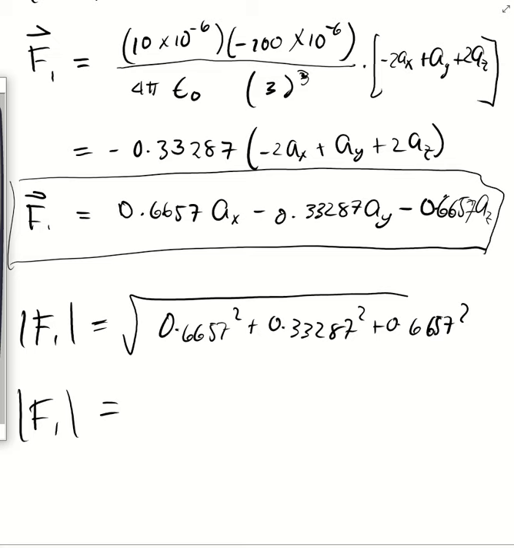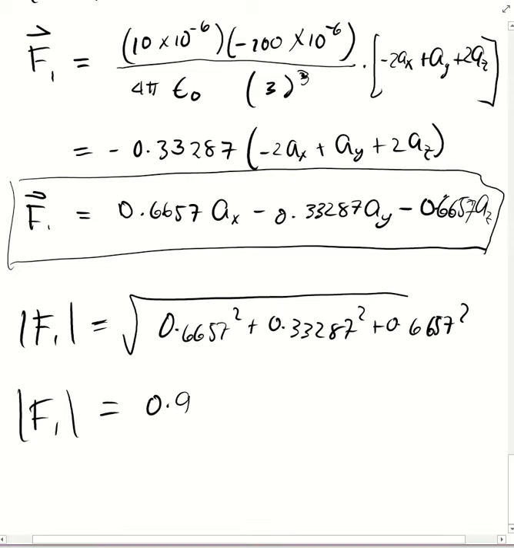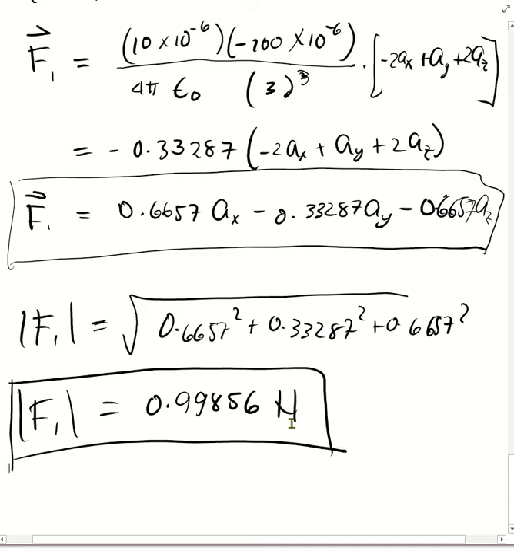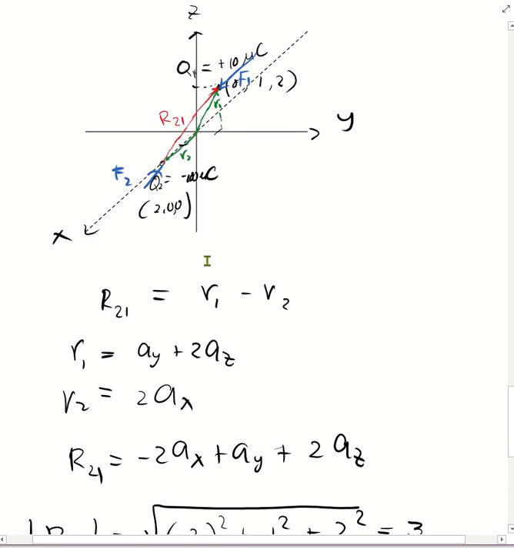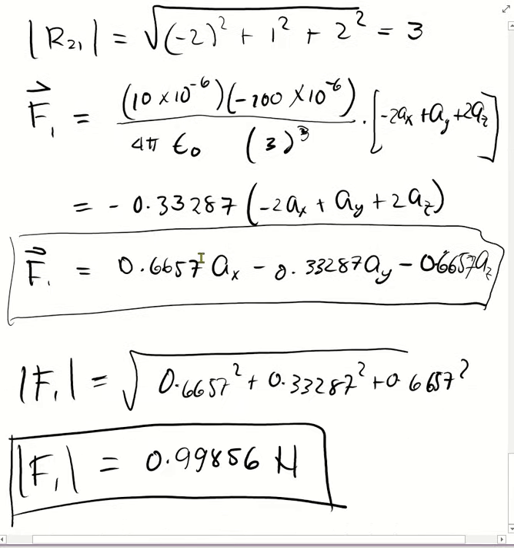So the magnitude now of the force experienced at Q1 will be the square root of 0.6657 squared plus 0.33287 squared, then plus 0.6657 squared. This will be around 0.99856, and the unit will be Newton. So this will be the magnitude at Q1. It's the same also, that should also be the magnitude at Q2, F2. The only difference between them is the direction.